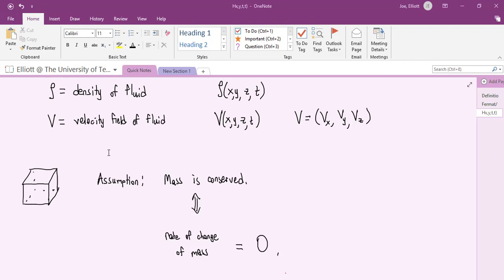Okay, so suppose we have some fluid. Rho represents the density of the fluid, and V represents the velocity vector field of the fluid. So both the density and the velocity field will be functions of x, y, z, as well as a function of t, so a function of time. V being the velocity of the fluid will have three components: an x component, a y component, and a z component. All right.